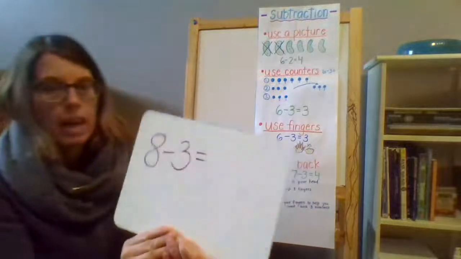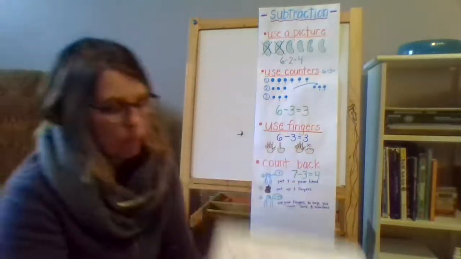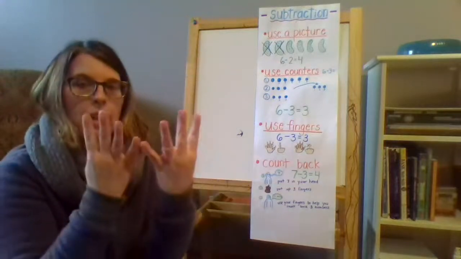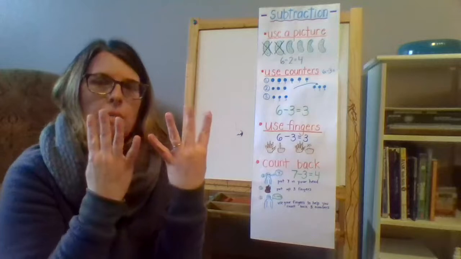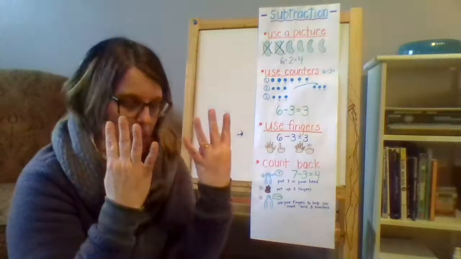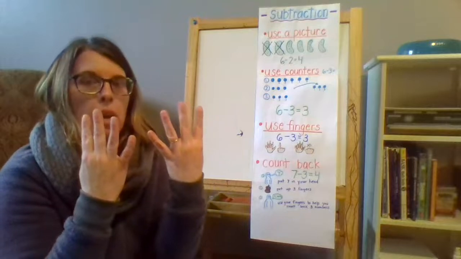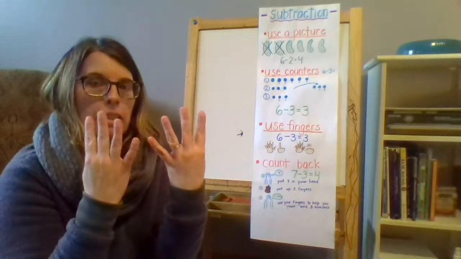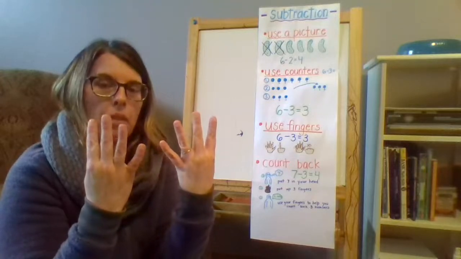The next step is to take away 3. So what do you think we would then do with our fingers if we're taking away 3? How could I show that on my fingers? 8 take away 3. See if you can show take away on your fingers. Right, we'll put down 3 of our fingers.